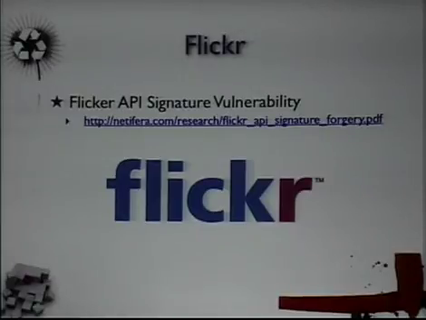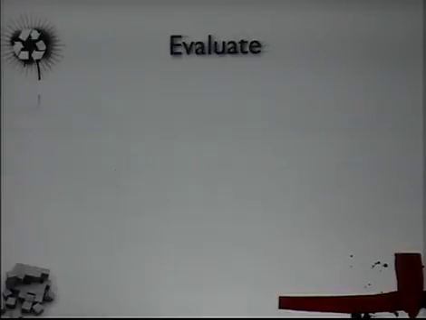The other one is Flickr, and I put the PDF up here because there was an API signature vulnerability, but it would take me almost as long to explain this as the entire talk. So I put the PDF up there. The guys that found it and wrote this up did a great job. So I'm not even going to insult them by trying to explain this.